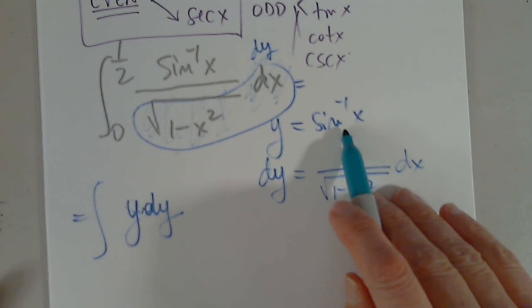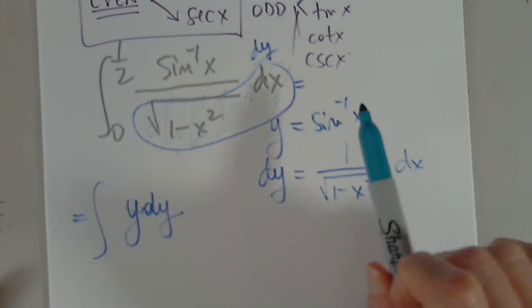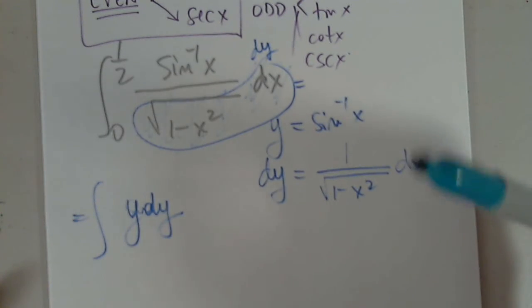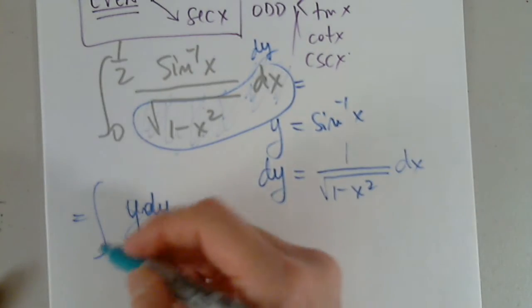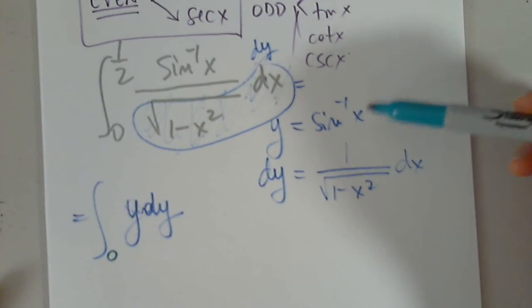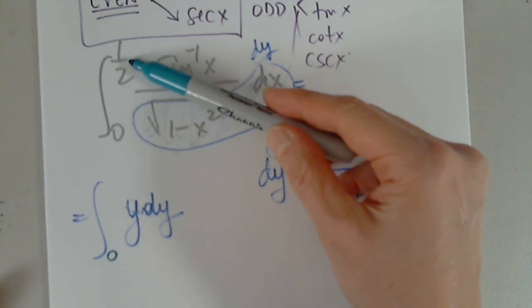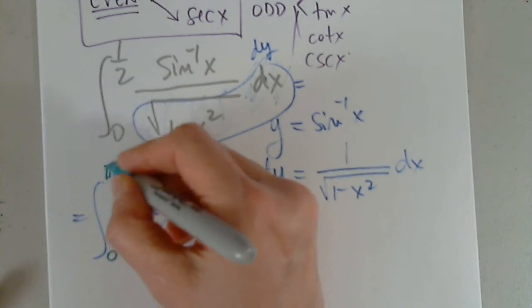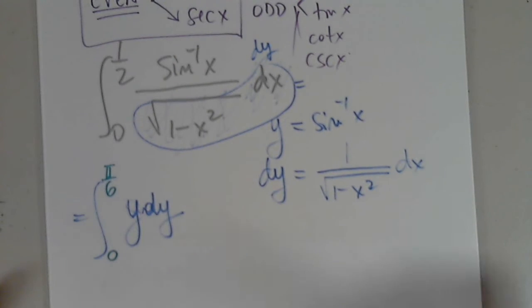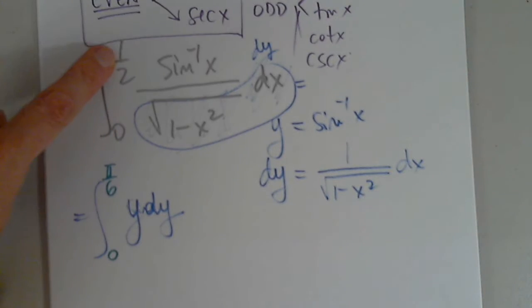Sine 0 is 0, right? So if I apply arc sine to 0, I get 0. If I apply arc sine to 1/2, I get pi over 6. How come? Because sine 0 is 0 and sine pi over 6 is 1/2.